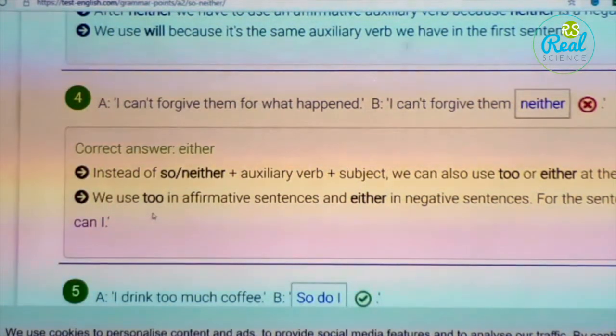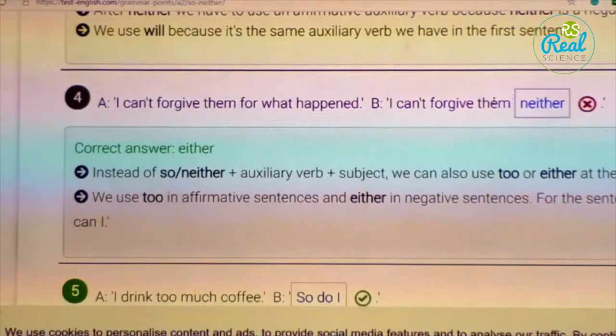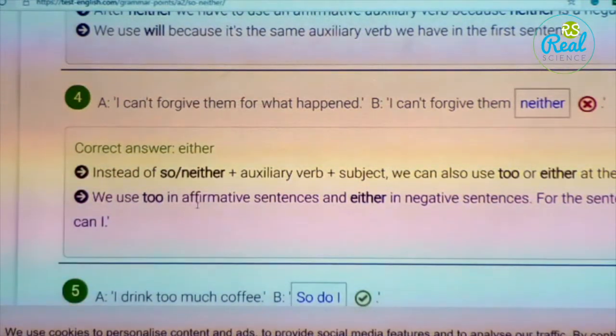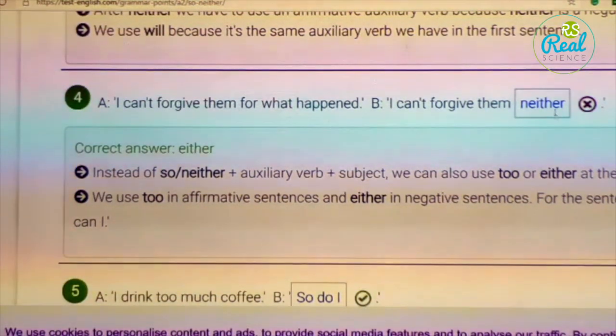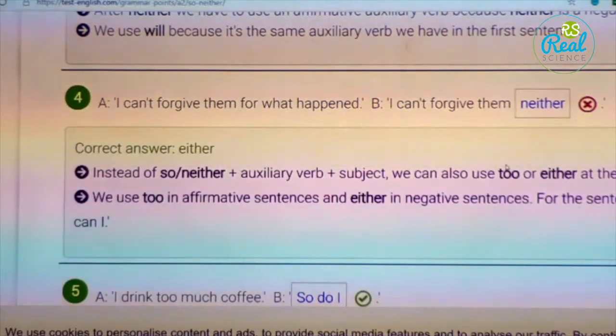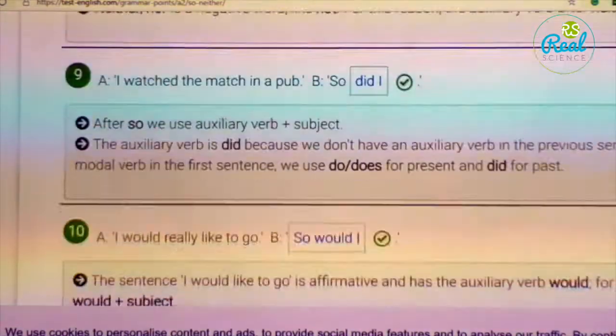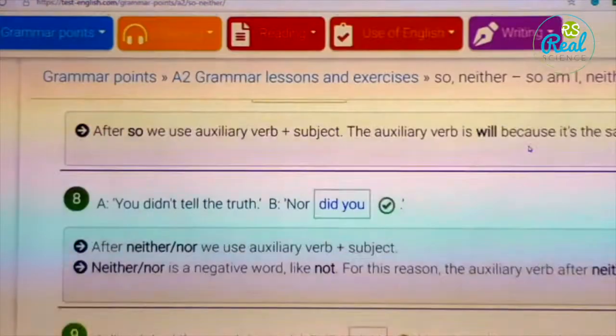We use "too" in affirmative sentences. Guys, I can forgive "too." It should be "too" here. The others are correct. Okay, nice. Monica, good job.